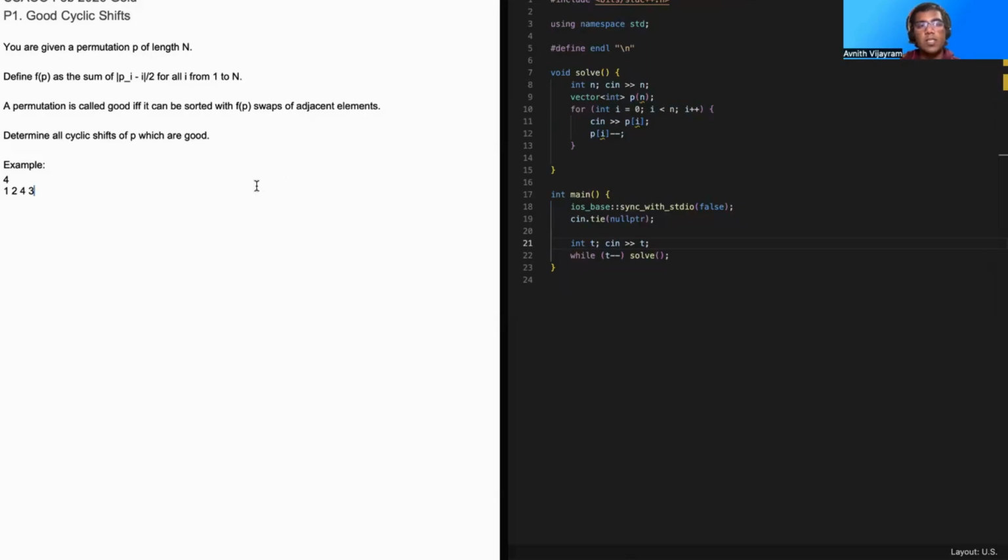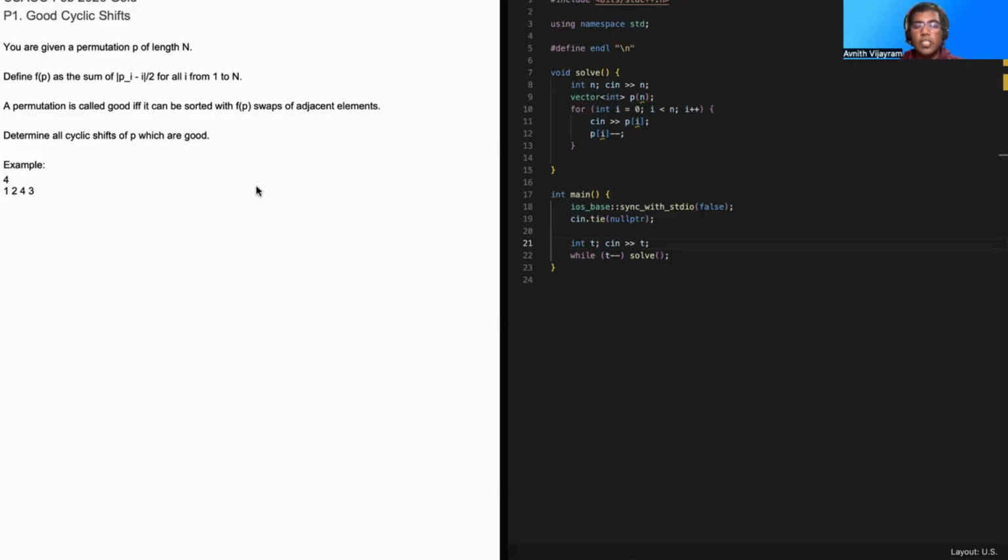Hello, everyone. Today we'll be discussing the solution to problem one of the USACO February 2026 Gold Contest. And in this problem, you're given a permutation P of length n, and you'll define a function f of P, which essentially takes the sum of the absolute difference between P sub I and I divided by 2 over all indexes I from 1 to n.